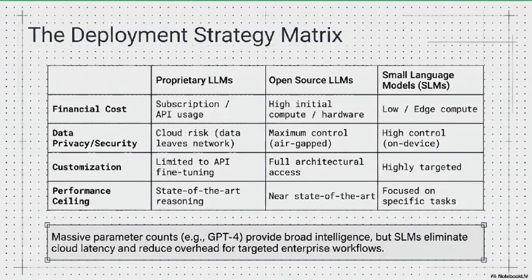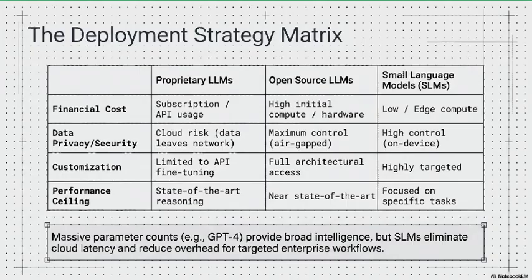Okay. A parameter is essentially a synthetic synapse in the artificial brain. GPT-4 has over 1 trillion of them. 1 trillion. 1 trillion. That's why it can write a Shakespearean sonnet and then immediately debug a complex Python script and then translate ancient Greek. It has massive generalized knowledge. Right, because it has enough synapses to hold all those different neighborhoods.